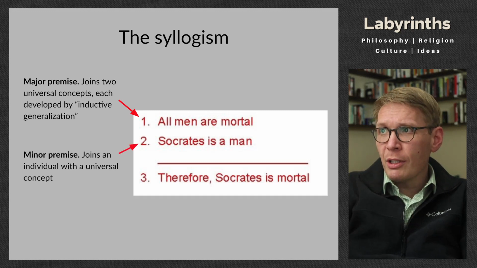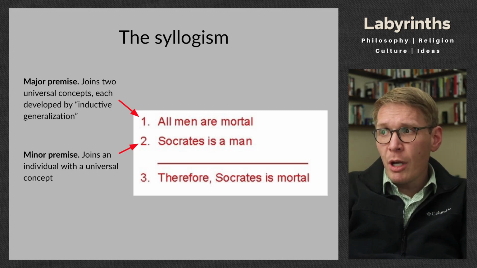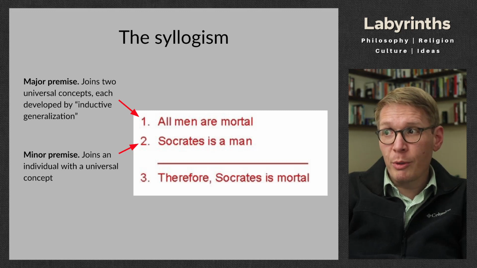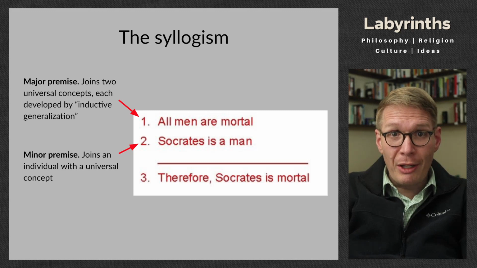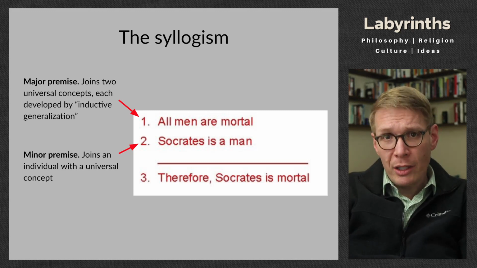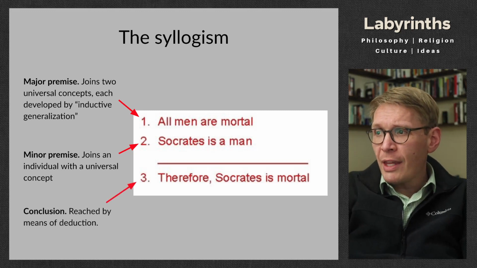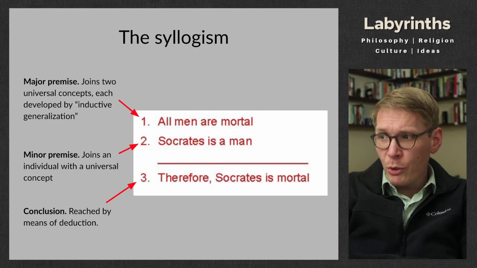The second premise in a syllogism is called the minor premise. And this is joining an individual with a universal concept. So here, the term man is continued from the major premise. It appears also in the minor. And I'm introducing here an individual, Socrates, right? And that's an individual about whom I would like to know something. I'd like to get new knowledge about this individual. And that new knowledge comes in the conclusion.